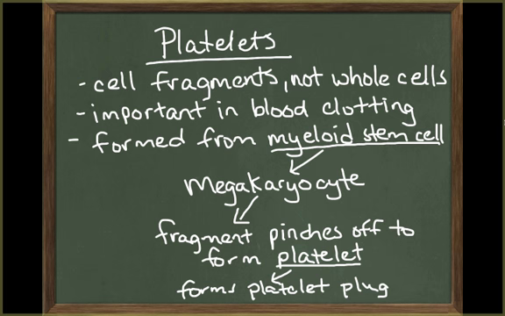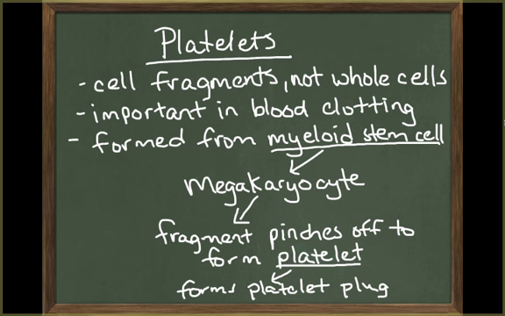Platelets are small, membrane-bound cell fragments that contain enzymes and other substances important to clotting. These platelets are formed from the myeloid stem cell as it differentiates into the megakaryocyte. A small piece of cell membrane pinches off the megakaryocyte and forms the platelet. The platelet will begin the process of blood clotting, while the fibrinogens will form a fibrous network around the platelet plug that forms.